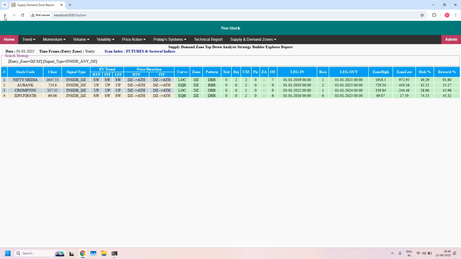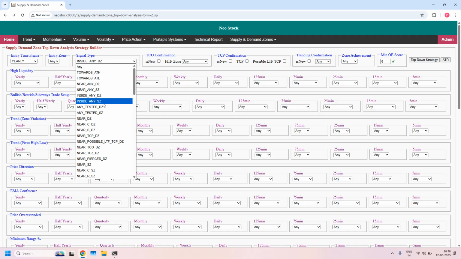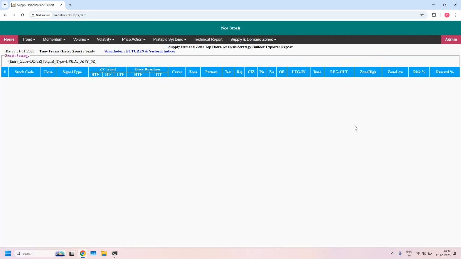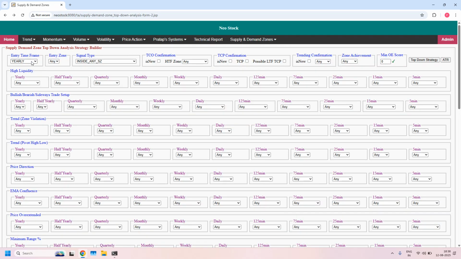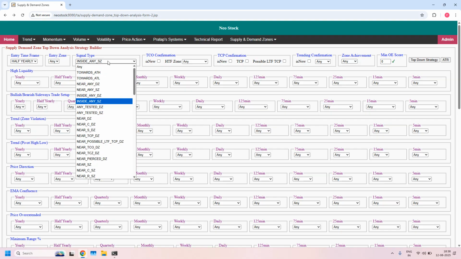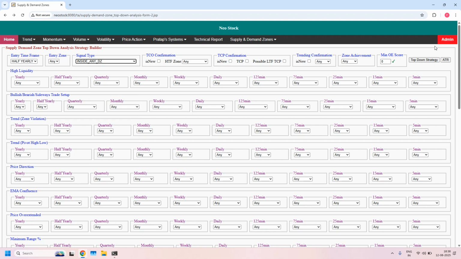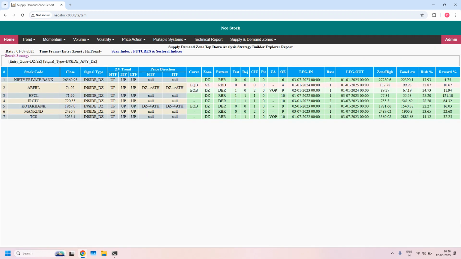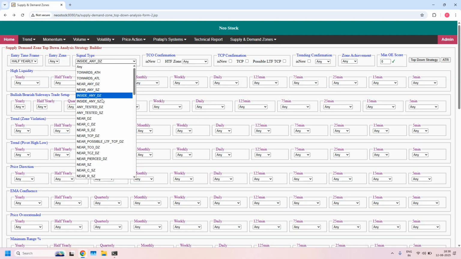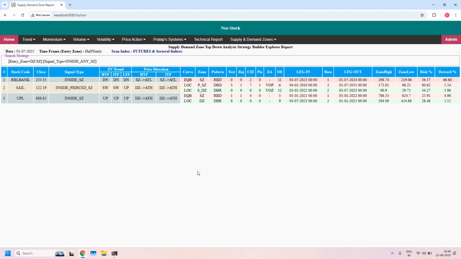Next, price closed inside the yearly supply zone. We don't have any stocks. Next time frame, half yearly. Price closed inside the half yearly demand zone. We got 7 stocks. Next, price closed inside the half yearly supply zone. We got 3 stocks.